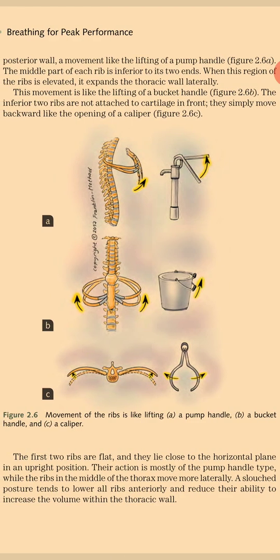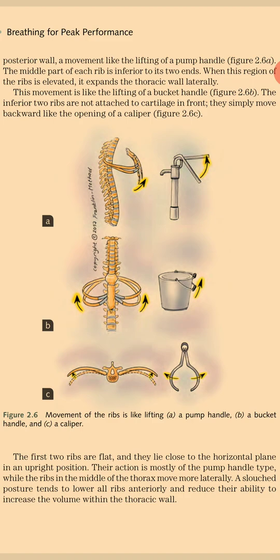The middle part of each rib is inferior to its two ends. When this region of the ribs is elevated, it expands the thoracic wall laterally. This movement is like lifting of a bucket handle. The inferior two ribs are not attached to cartilage in front. They simply move backward like the opening of a caliper.